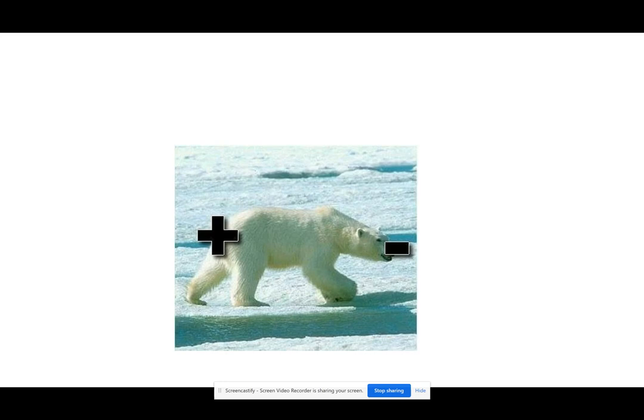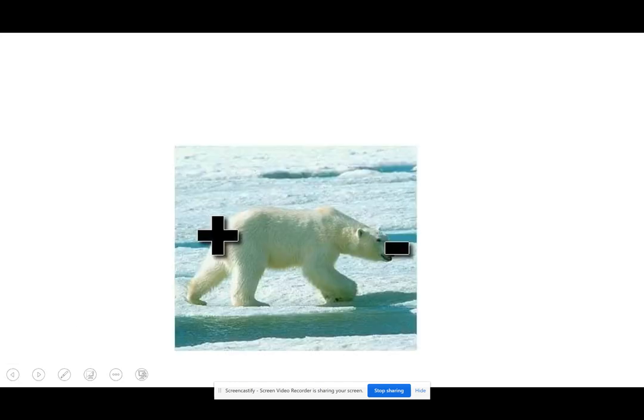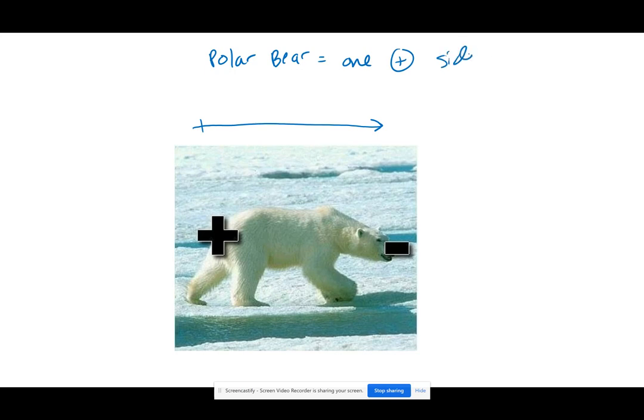So this bear is polar because he has a definitive dipole moment. He has one side that's positive. He has one side that's negative. So this is a polar bear because you have one positive side and one negative side, and you have a dipole moment in just one direction.